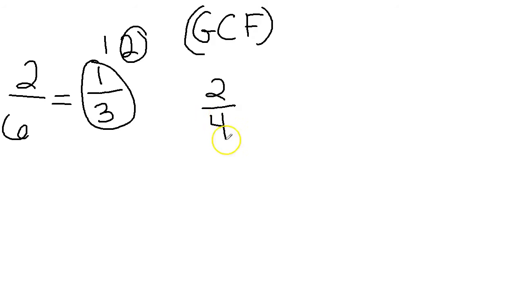2 over 4, right? What is the greatest common factor here, or the greatest number that can go into both of them evenly? A 2. 2 goes into 2 one time, and 2 goes into 4 2 times. Simple, right? Let's do another one.